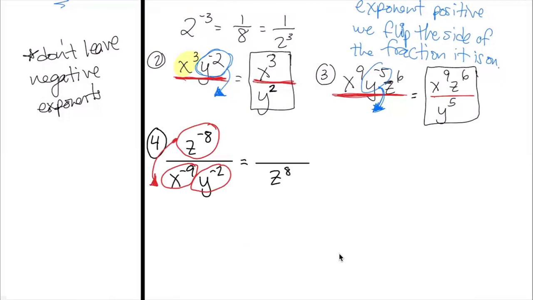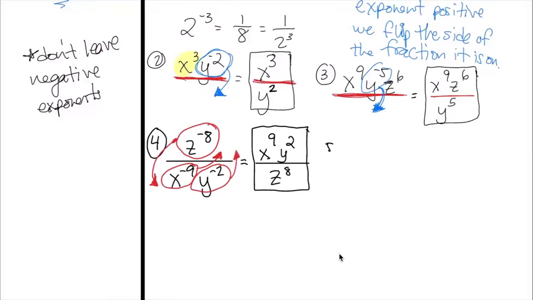Now here's the cool part. The ones that are on the bottom, to make them become positive, I'm going to take that x to the negative 9 and move that one to the top because it's already on the bottom. And then when I move it to the top, it becomes positive. So x to the negative 9 on the bottom becomes x to the 9 on top. Y to the negative 2 in the denominator, when I move it to the numerator, it becomes positive. So now that's y to the positive 2. Everything becomes positive when I switch the side of the fraction it is on.